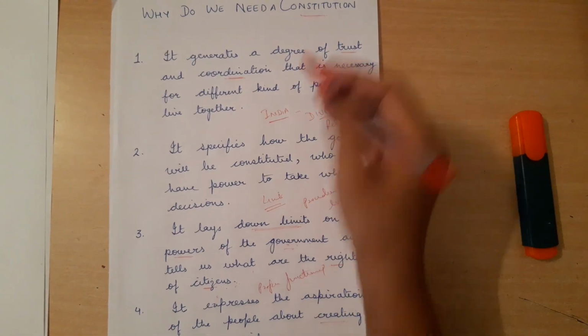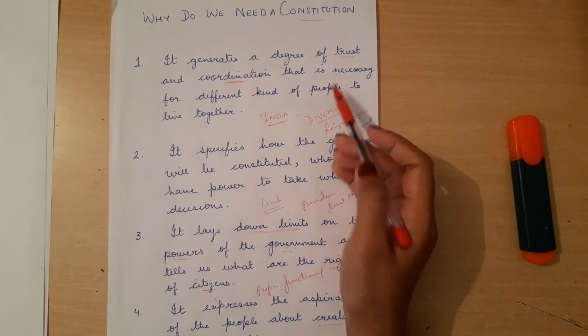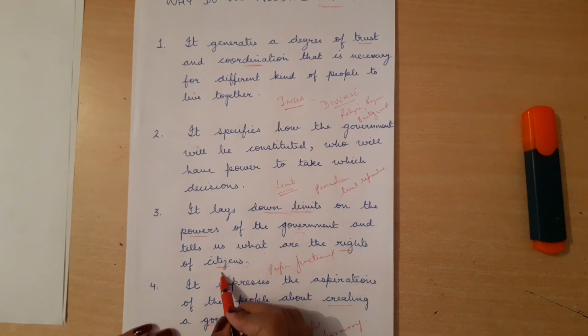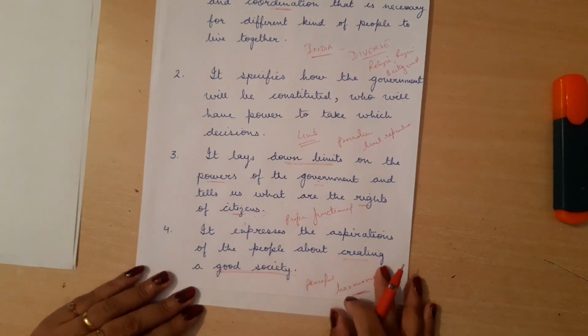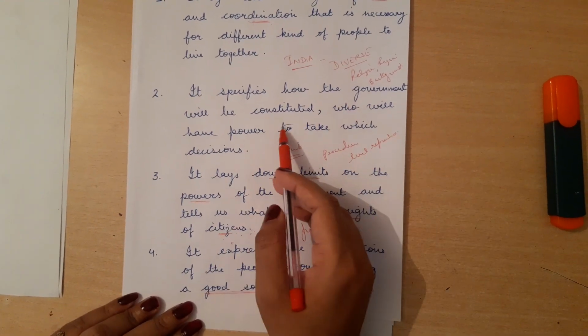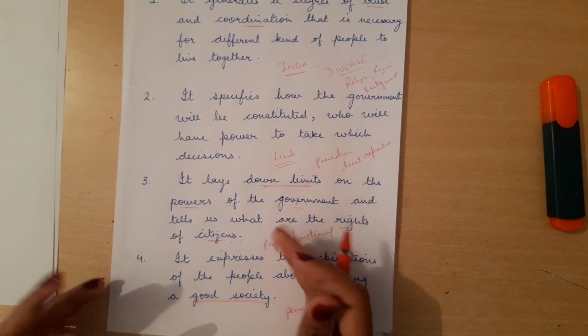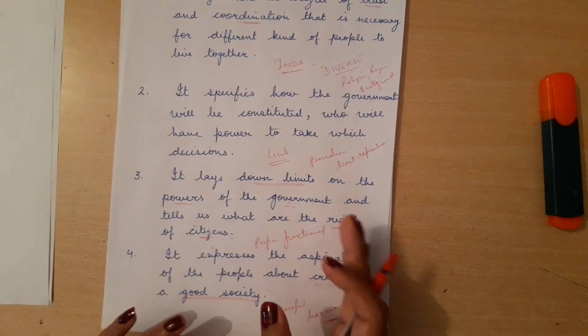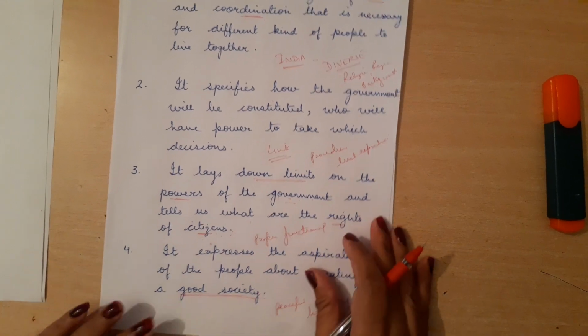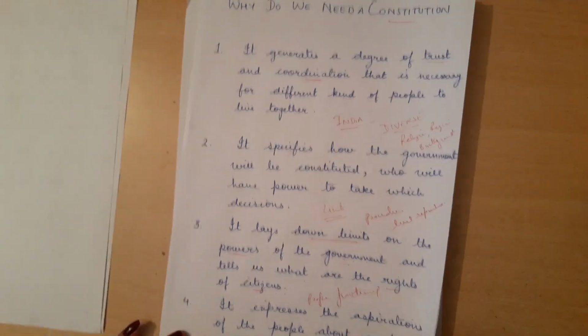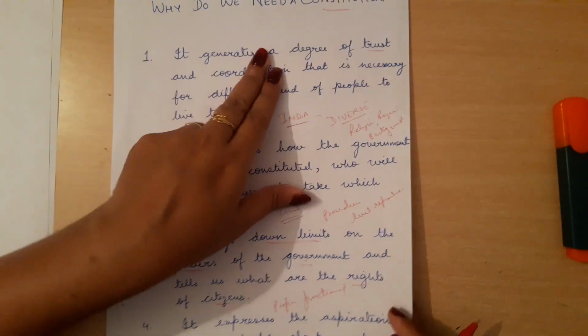So all these points are already there. The government has to look to the interest of the people, the citizens of that country. Then it specifies who properly has to be a representative, who can be eligible, the proper criteria are made there. So all these things together tell us why we need a constitution.